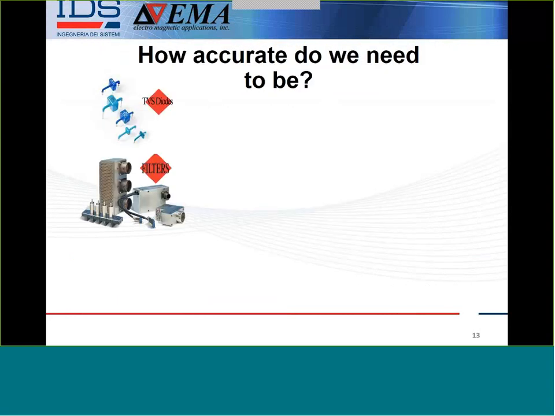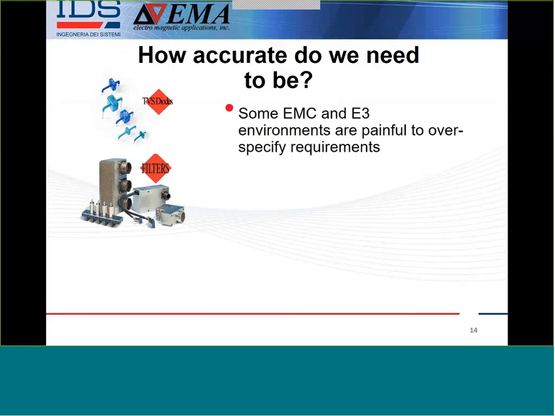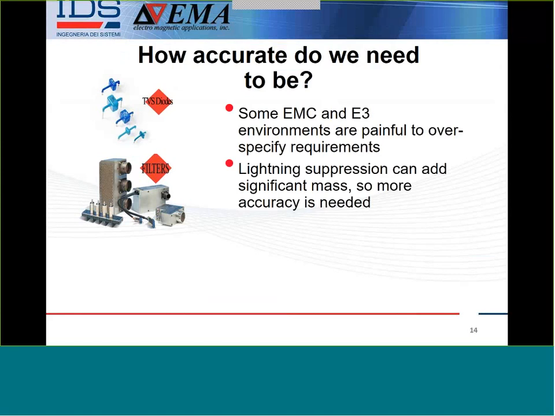So then the next question is, okay, so do we need to be accurate? Why do we care? So often for EMC and E3, it's very painful to over-specify your requirements from a simulation. So lightning suppression adds math. There's no way around it. So let's suppose that it's newly developed equipment. You're going to have to put TVS diodes, one on each line that you're dealing with, maybe down to ground, maybe across the differential lines. So that means for every pair you have, you may add up to 3 diodes. So that you have to find space for that on the board.